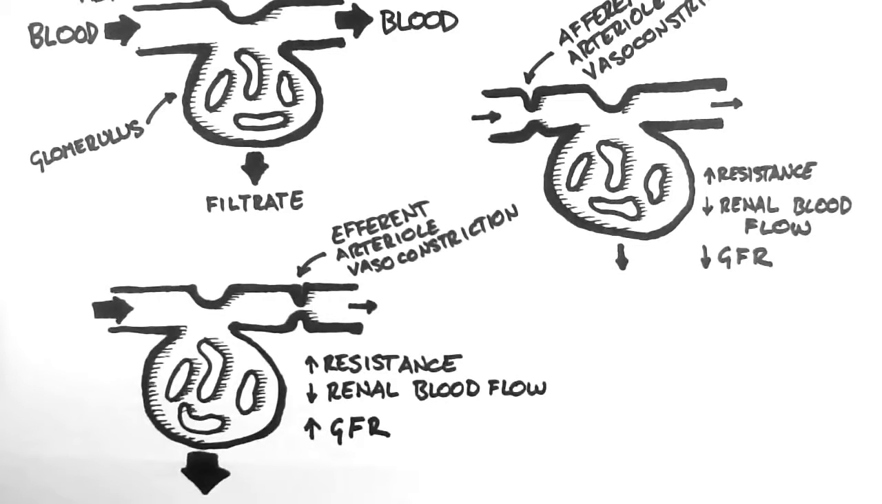And that's the way in which afferent and efferent arteriolar vasoconstriction can modify the glomerular filtration rate.